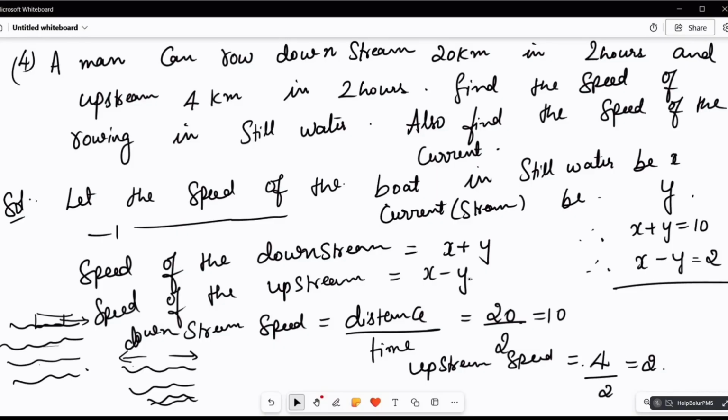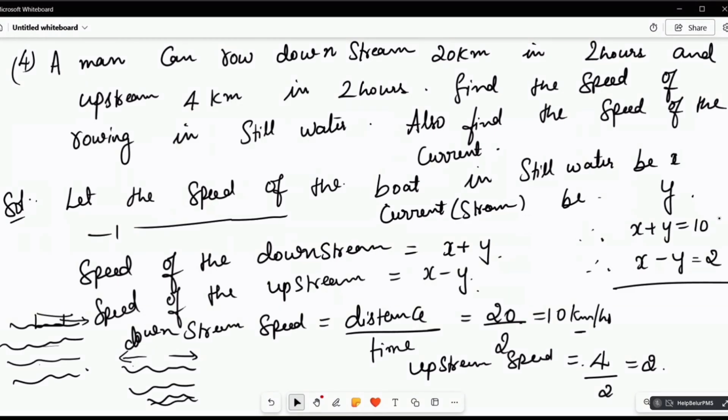Understood? No? This is one type of question what they ask. So now a man can row downstream 20 kilometers. So the speed of the downstream will become x plus y, and in the upstream it will be x minus y. Now what he has given in downstream, it will move like 20 kilometers in 2 hours. So what will be the speed in the downstream now? Actually, distance by time, that is 10 kilometer per hour will be the speed. Okay, so that should be equal to this x plus y, right? So x plus y is equal to 10.